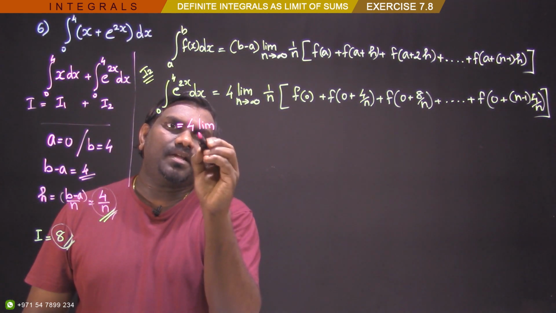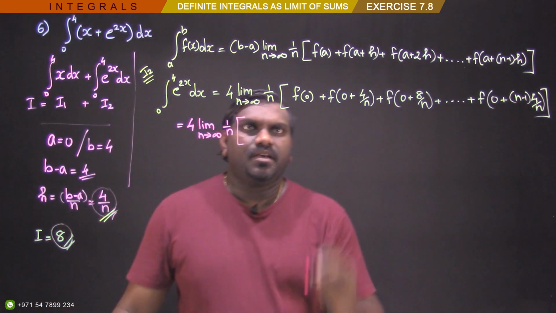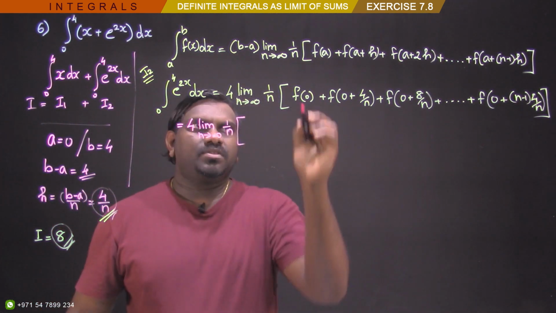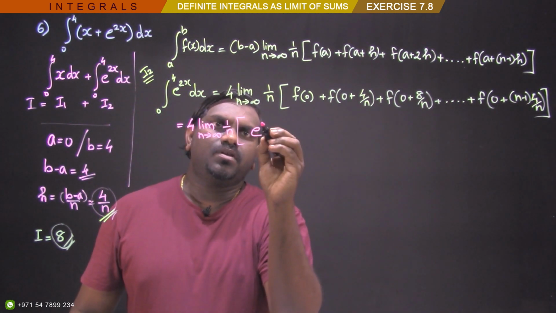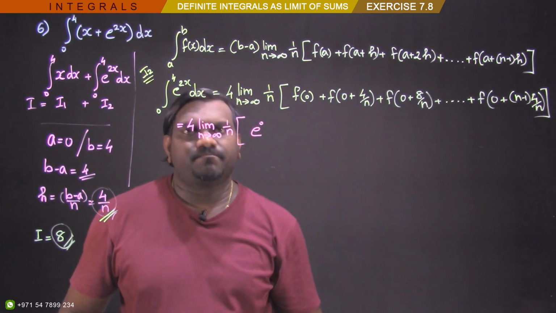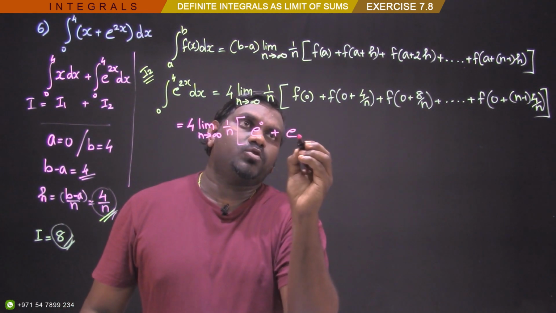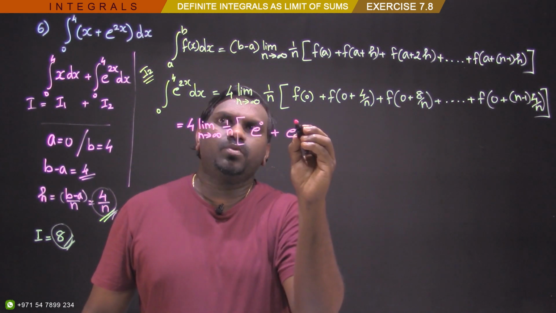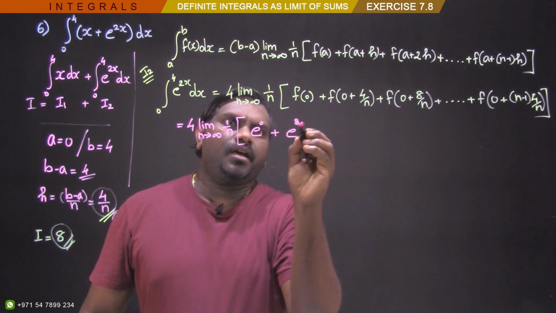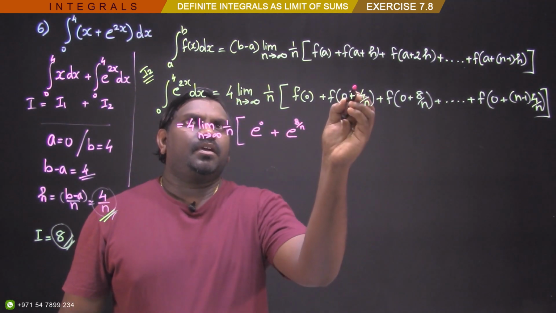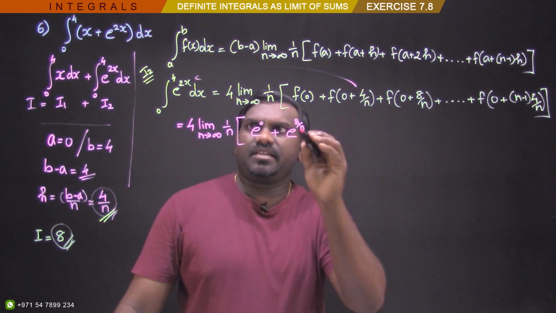So for limit n tends to infinity, 1 by n. When we take f of 0, we substitute 0 and get e to the power 0, plus e raised to 2x, that is 2 into 4 by n, which is 8 by n.